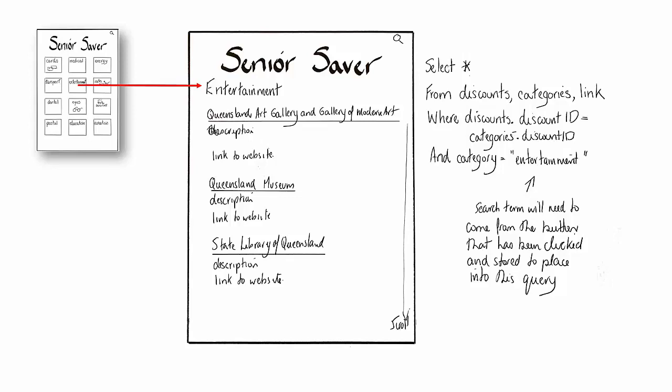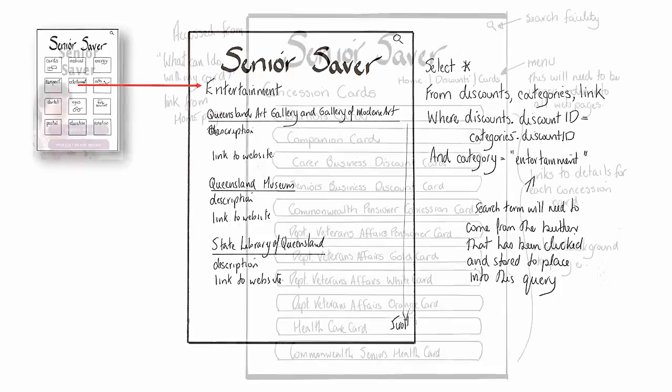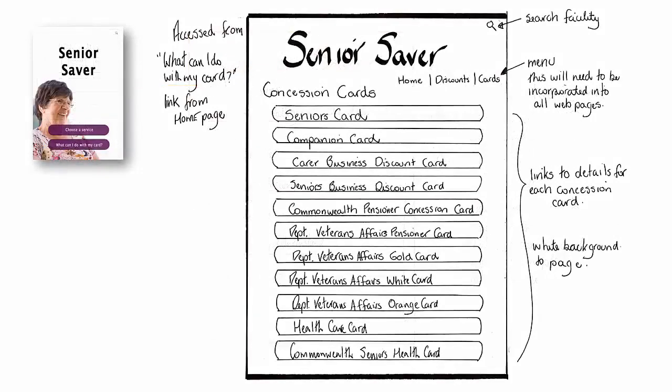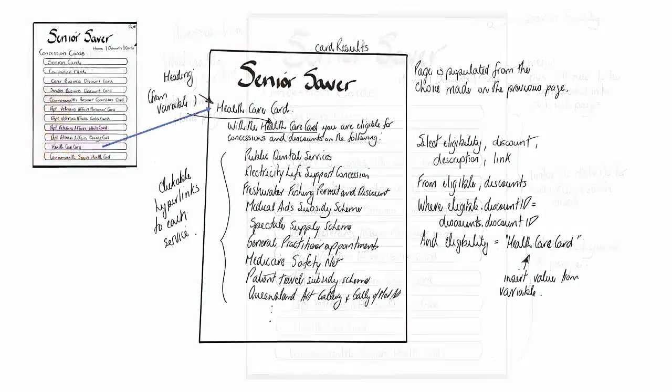Selecting a card will take you to a similar screen to this one, but with the card information rather than discount options. This illustrates the cards page, which shows all available concession cards, along with clickable links to the next page. This is a PHP page generated from the card selected on the previous page. The heading and text will be inserted from the previous selection the user made. The rest of the page will be generated from a query that obtains relevant data from the database.